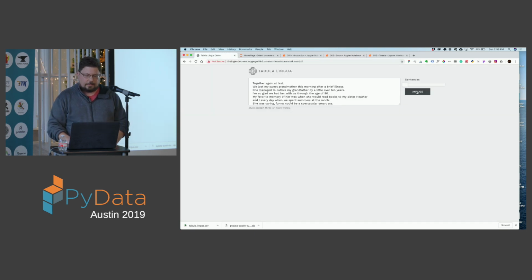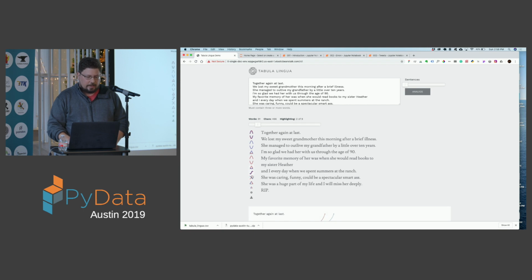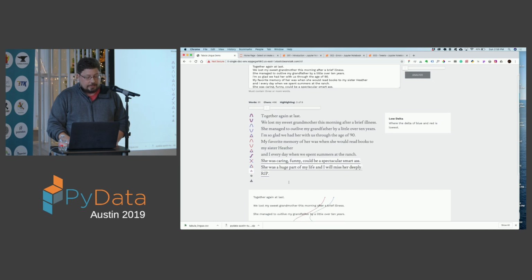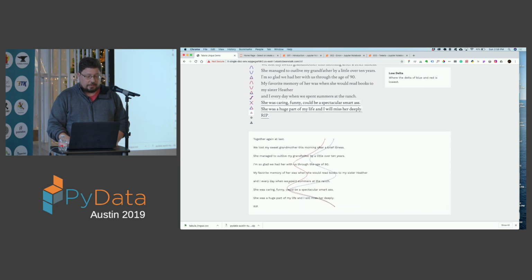Then I'm going to show you one more thing. This is the same text about my grandmother, and we can highlight certain patterns. So when red is the highest, we can do that. We can do when blue is the highest. Or the low delta, this is important. I'm sorry, I skipped it. The low delta is the most, we call it clarity. That's where the writing is most clear. When we work with online reviews, that's what we use to summarize the reviews.